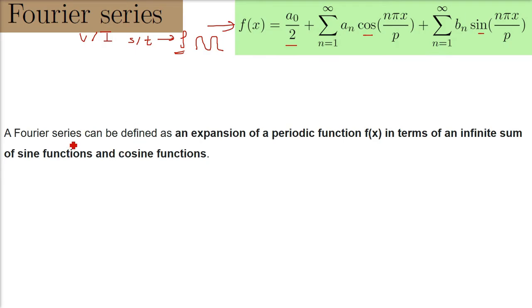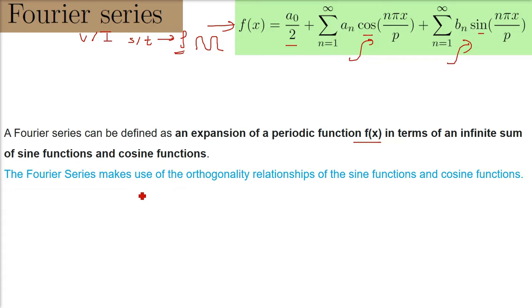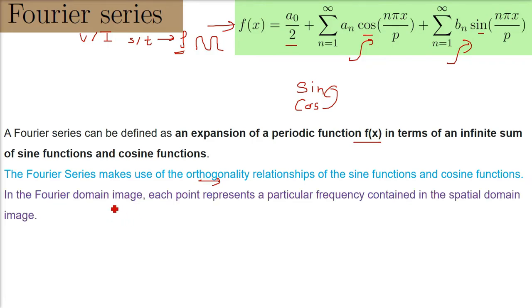So a Fourier series, you can define it as the expansion of a periodic function f(x) in terms of what? Infinite sum of sine functions and cosine functions. It is infinite, sigma n equals 1 to infinity. So in this Fourier series, wherever sine is 0, cos is 1, and whenever cos is 1, sine is 0. Likewise, so they are kind of orthogonal. You can say a 90-degree turn. So Fourier series makes use of the orthogonality relationship of sine and cosine functions.